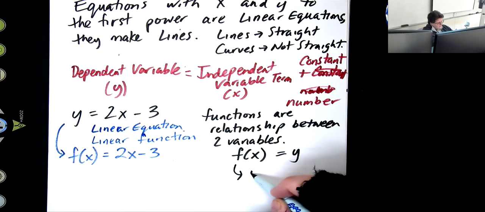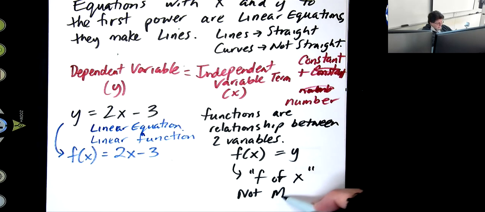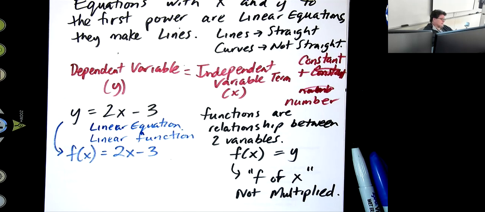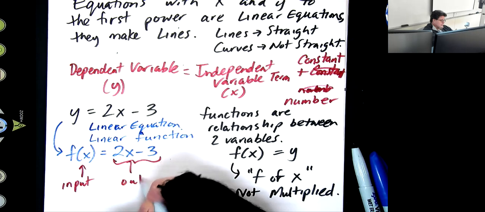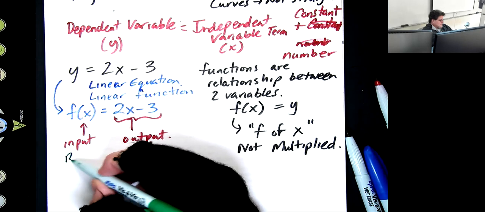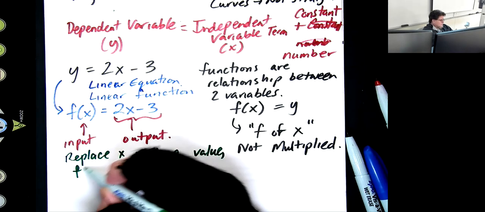This is read as f of x. It is not multiplied. And what we're doing with it, this is my input, and this is my output. So it's like I could drop a value in the machine and it spits out a value. By dropping an X coordinate, it spits out a Y coordinate. Replace X with the value, and f of x produces the y value.